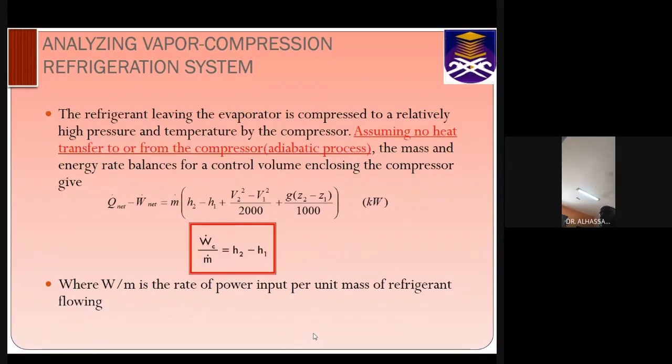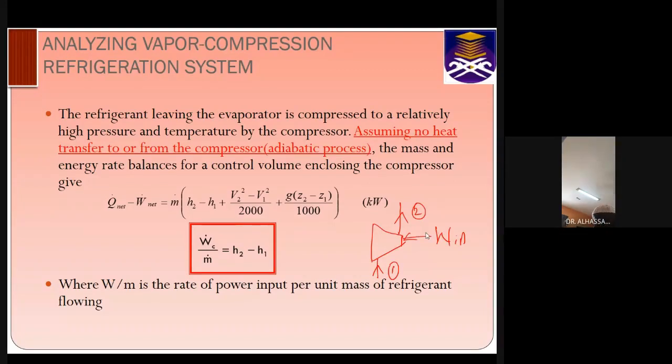Okay, so now let us look at the energy balance for the compressor. So in the compressor, let's see over here, the compressor is like this. So this is the compressor. Okay, so the fluid enters the compressor at state 1, and then it exits at state 2. And here we have W in for the compressor.